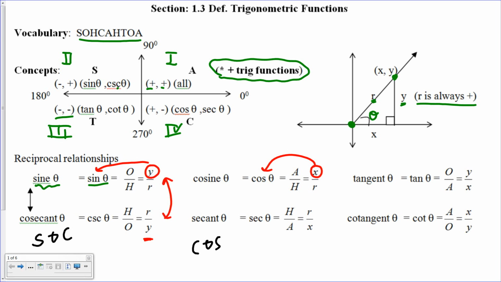In your homework, you're going to have to identify the 6 trig functions of a certain angle, and so you're going to want to write them like this.